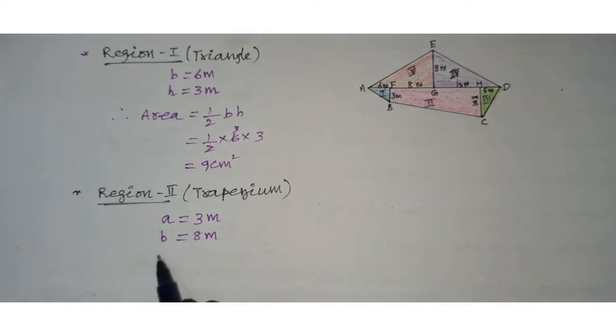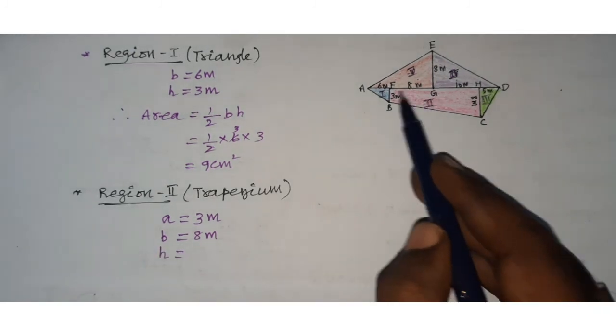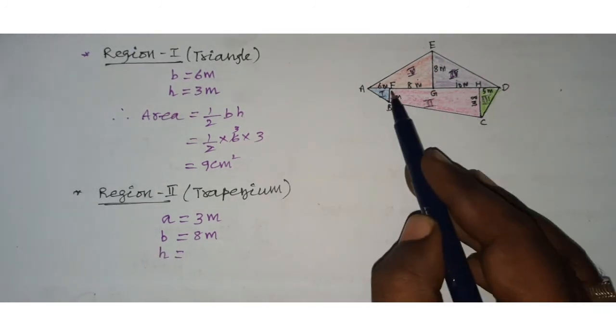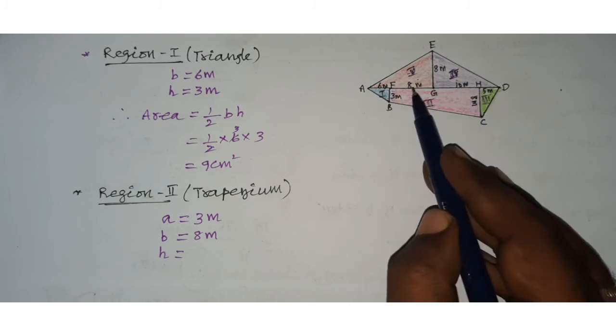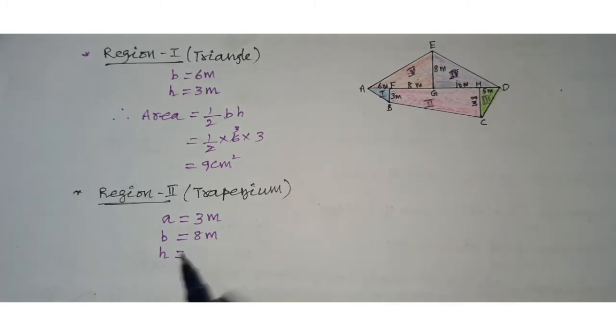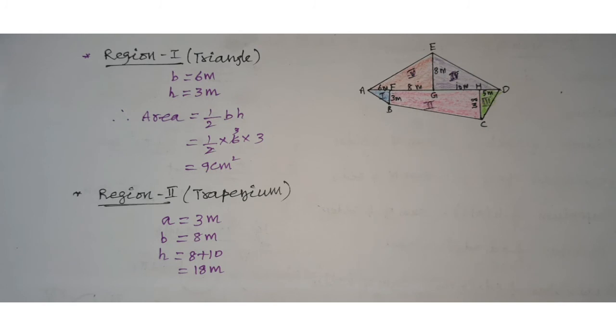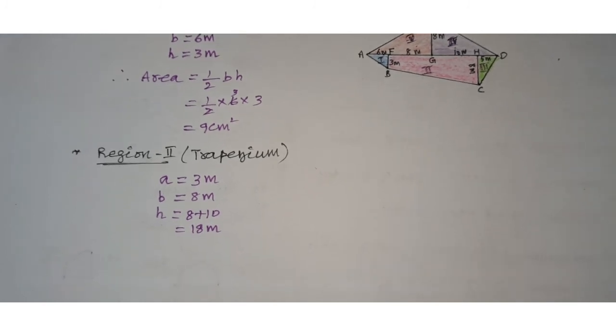So these two are parallel. Okay. And then we need the height. So this is the height. Okay, this full length 8 plus 10. Full length equal to height. 8 plus 10 equal to 18 meter. So height of the trapezium equal to how much in this figure? 18 meter. Now we are having all.